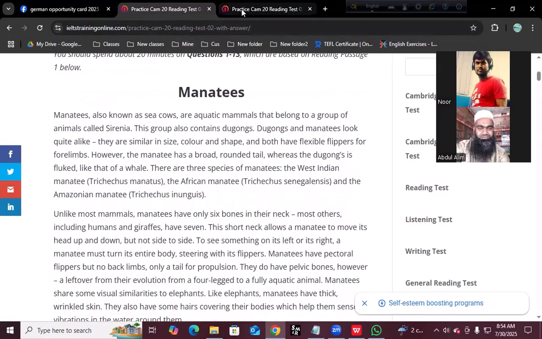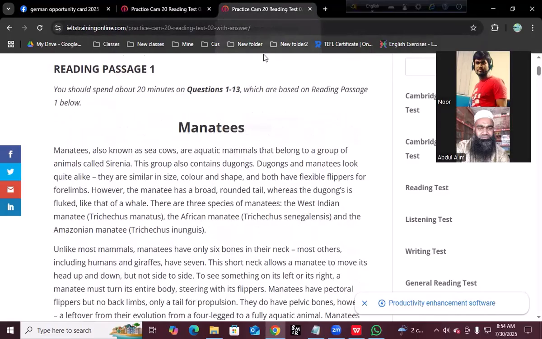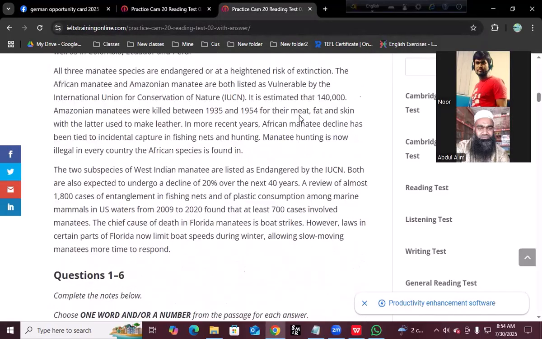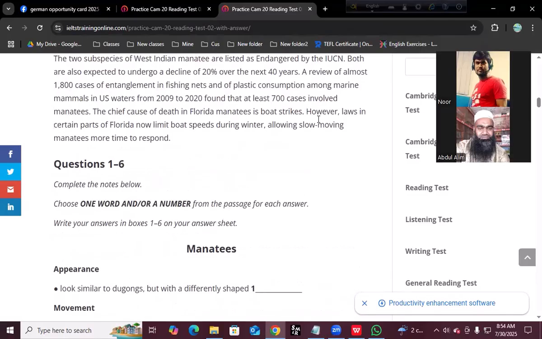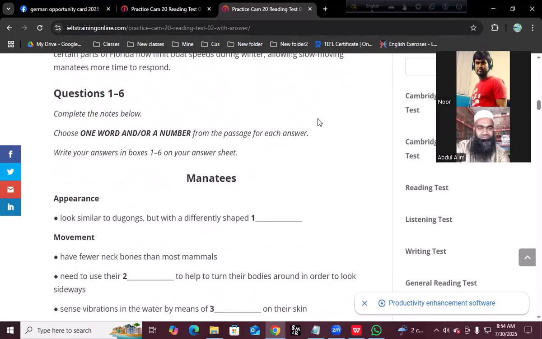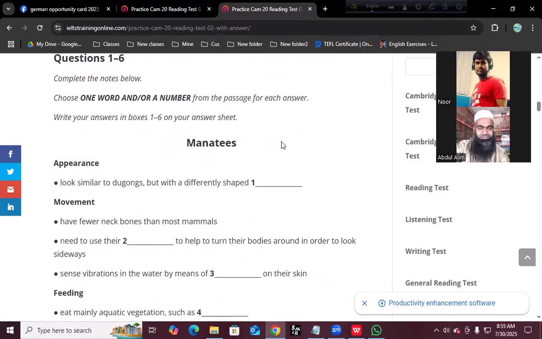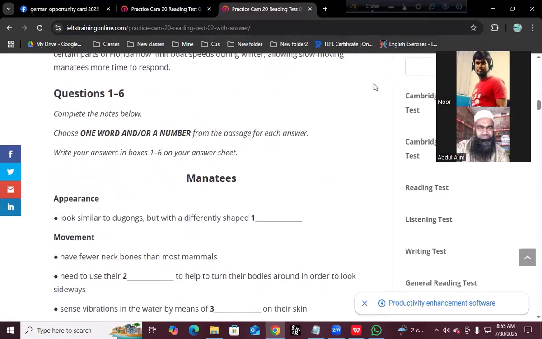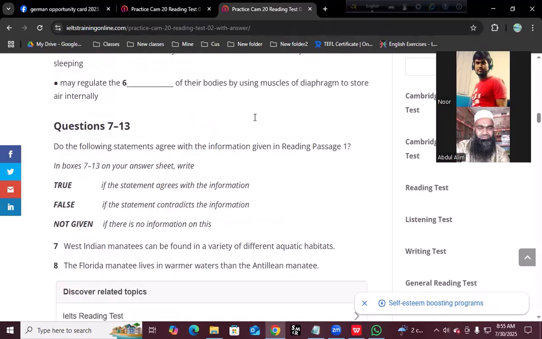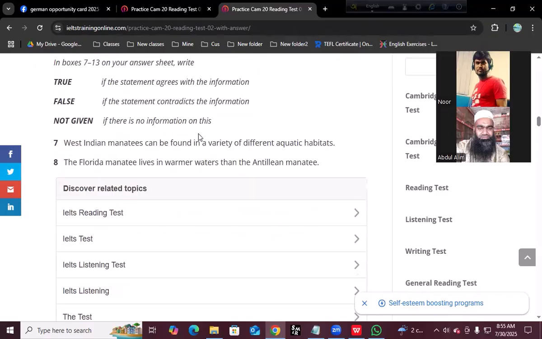So as you can see, we have 2 tabs. In the first tab, we have passage, and in the second tab, let's move on to the questions. So usually we have 2 types of question in passage 1, and in this passage, we have the same type. We have 2 types of question here. The first one is complete the notes below, and the second question type is true, false, and not given.